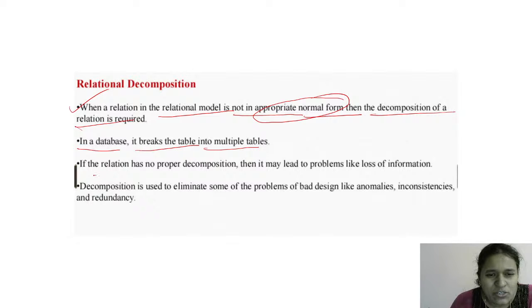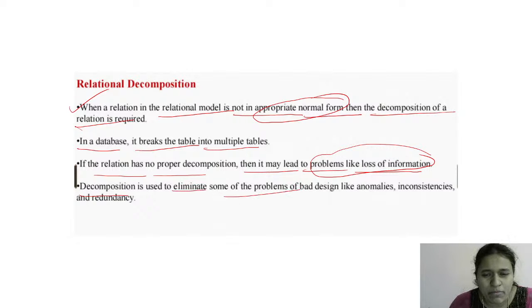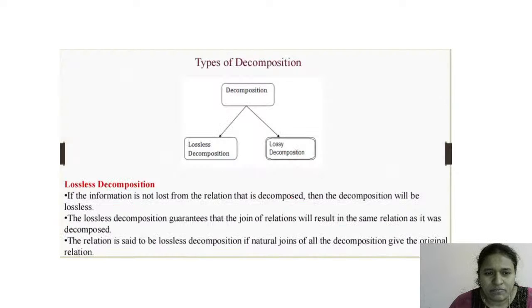If the relation has no proper decomposition, then it may lead to problems like loss of information. If we cannot decompose the relation in a proper way, there is a chance of loss of the information. Decomposition is used to eliminate some of the problems of bad design like anomalies, inconsistencies and redundancy. We can remove some of the problems.